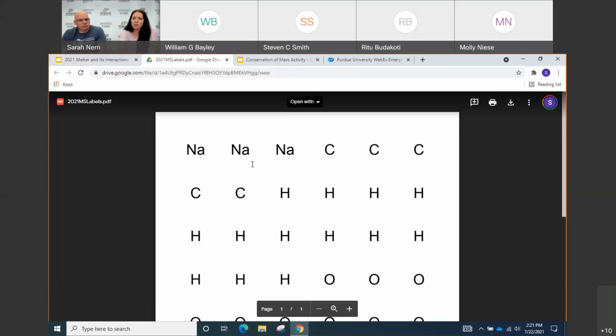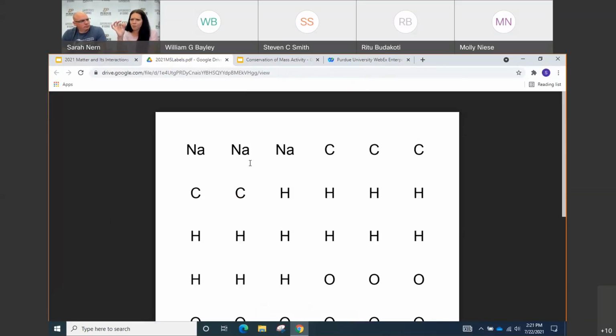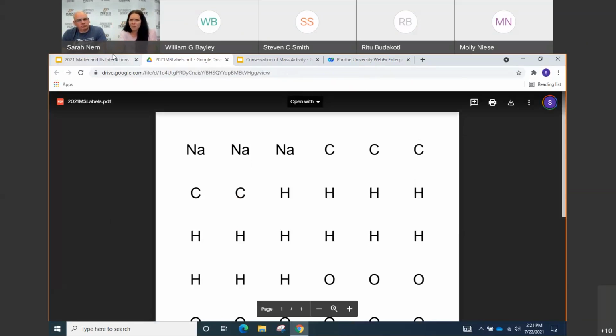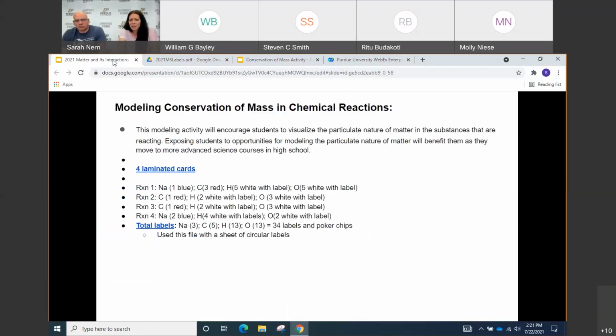Maybe, yeah. So the link is already there on the slides. If you have used those little circular labels, I think there were like 30 of them on a sheet. I think we use the Avery labels, but there are other brands as well. So hopefully this will be helpful and you'll use this.